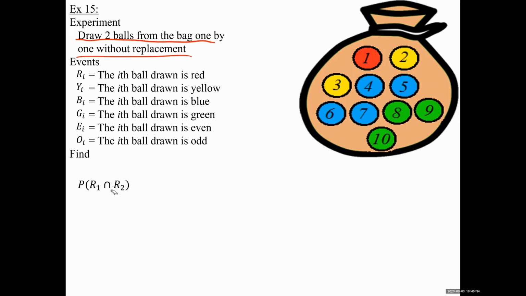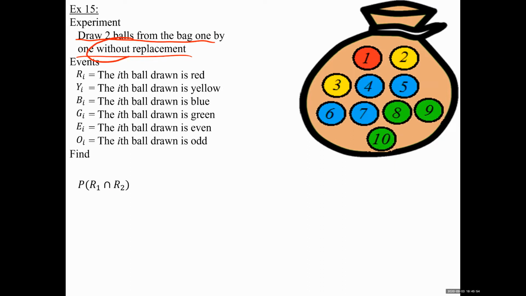Okay. So now, it's an AND problem. There's 2 AND formulas. The one I use depends on if the events are independent or not. So I need to know if the events are independent. Are they independent? No. No? Okay. Wait.